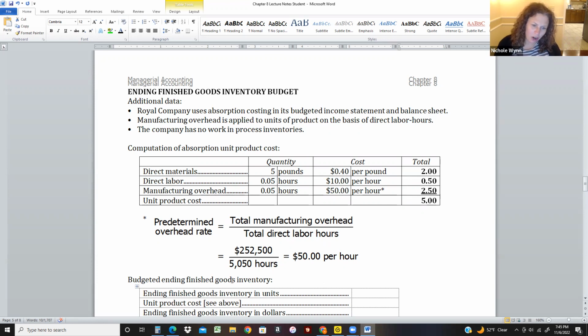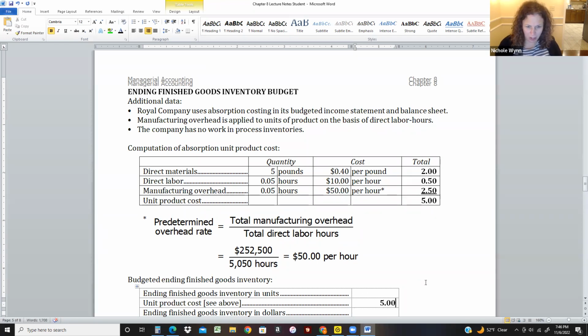So when we end our inventory at the end of June, I need to know what the dollar amount's going to be on my ending finished goods. So we have all the assets on our ending balance sheet, like cash and accounts receivable and equipment, but inventory is one of them. And each one of our units is $5.